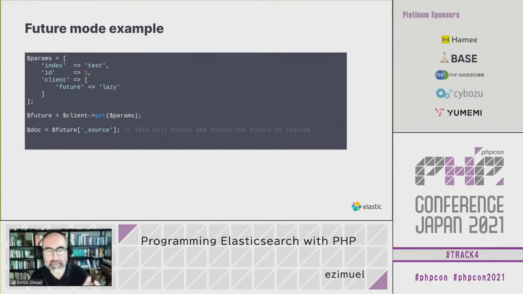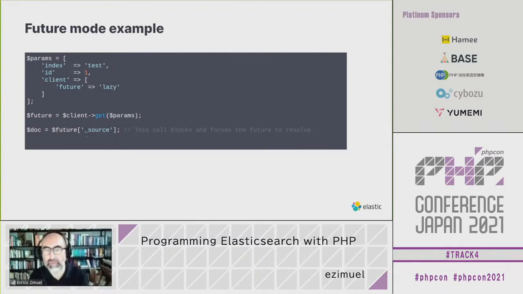So basically, when you perform the get, we are not waiting for the HTTP response. This is executed and passed on. So basically, you're not blocking the execution of PHP. When you read the $future object, in this case an array, for instance, you want to get the source of the response.